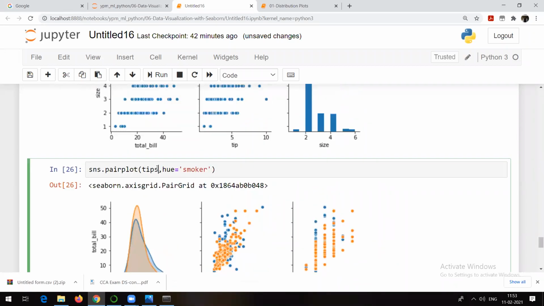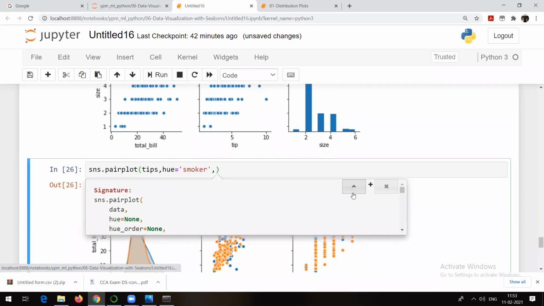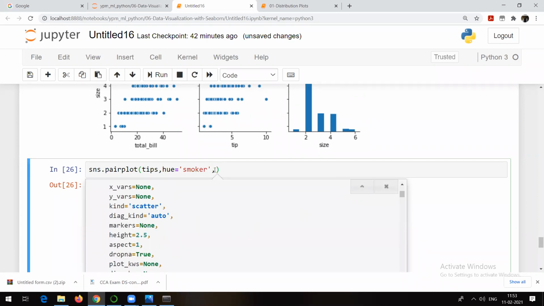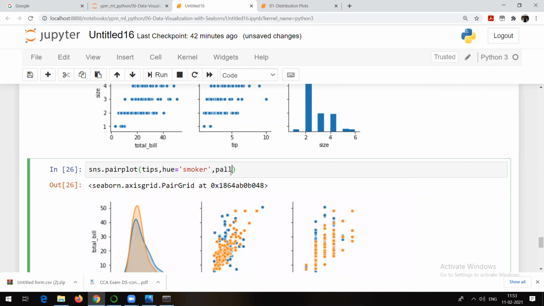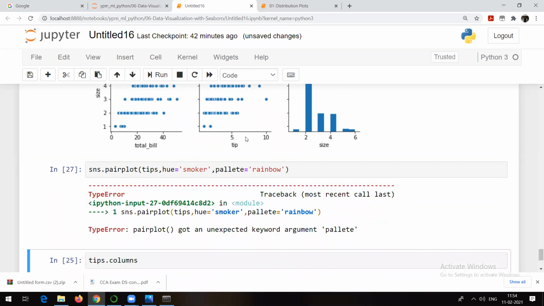So try to understand, we have just used a hue parameter. Suppose I want to change the colors. So yes, you can change the colors and you can make use of something called, okay, cmap, I think it will not work. So we have different palettes. We call it palette. So if I go here and make use of a palette argument, suppose let me make use of a palette called rainbow. Let me check if it runs or not.